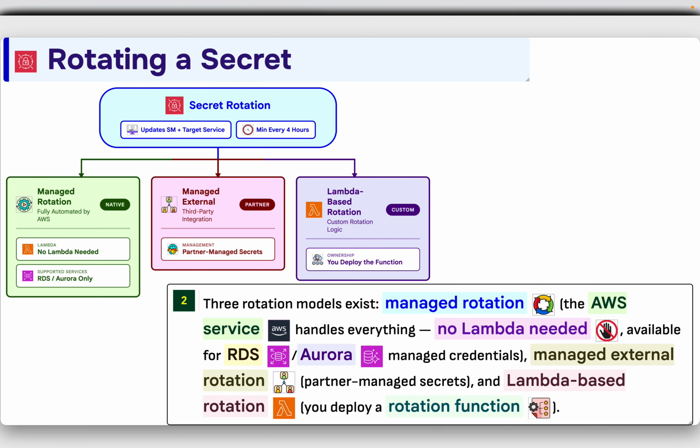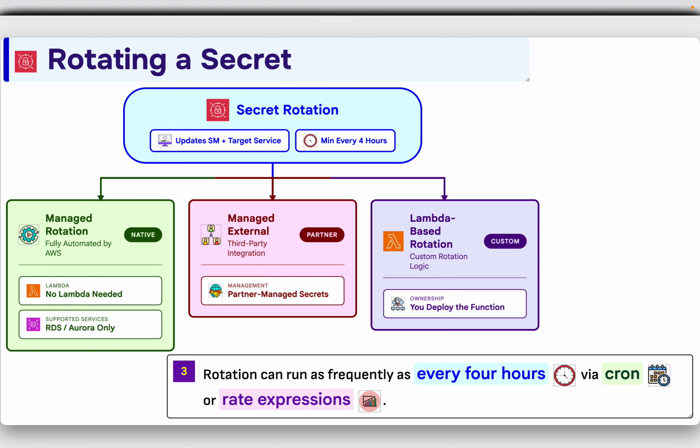Next one is managed external rotation. This is partner managed secrets. And last one is Lambda based rotation. So you deploy a rotation function with custom logic. Rotation can run as frequently as every 4 hours via cron or rate expressions.